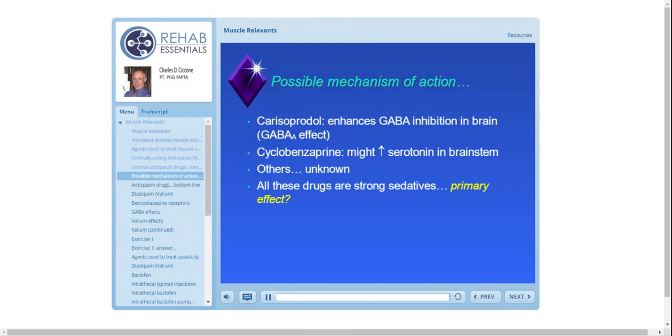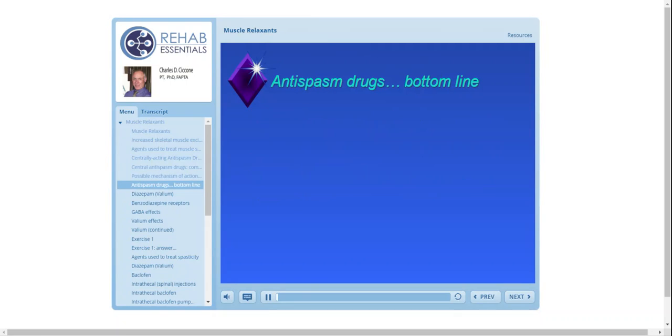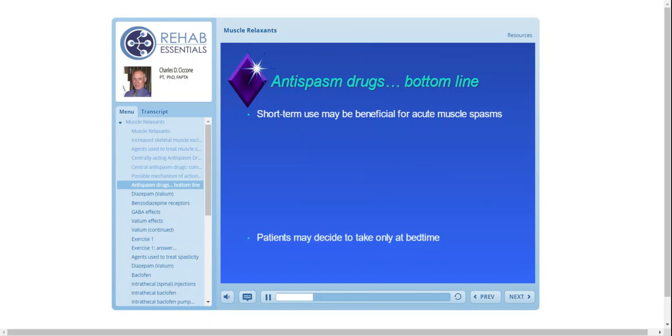So the bottom line on the antispasm drugs as muscle relaxants is that they're probably going to work, especially in acute muscle spasms. Short-term use may be beneficial. We know this if we do randomized controlled trials and half the people get the drug and half the people get a placebo, we'll see decreased pain, increased range of motion, and increased flexibility in the group getting the drug. So we're not saying they don't work, but if they do work, they work by this sedative effect.